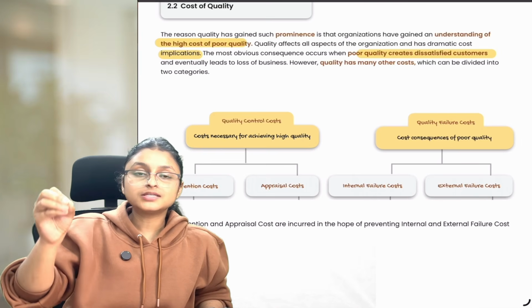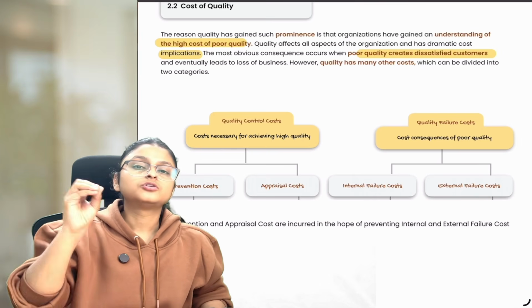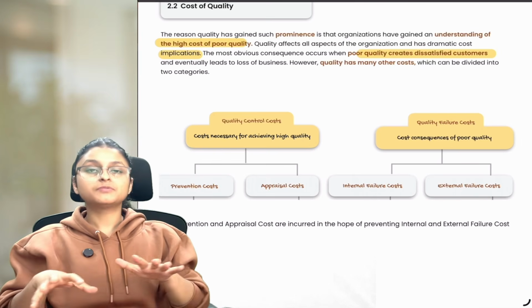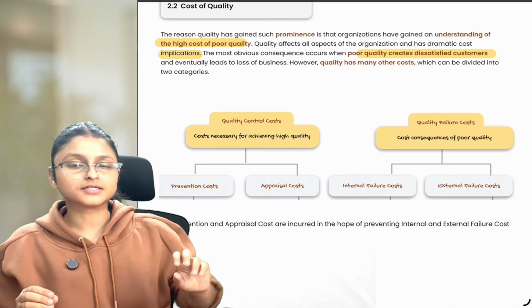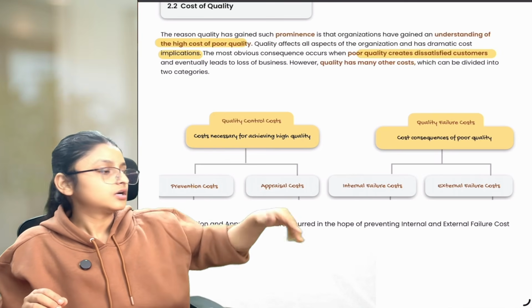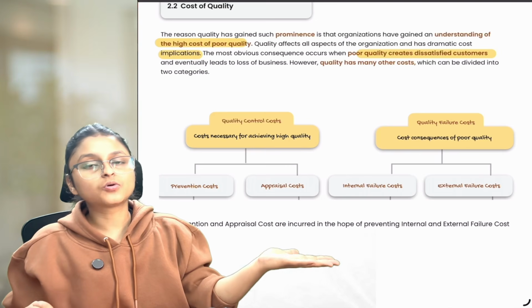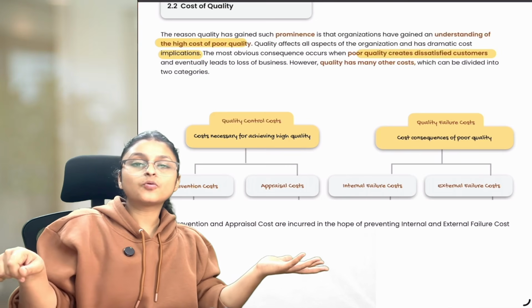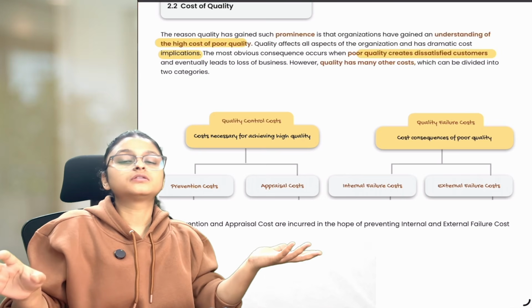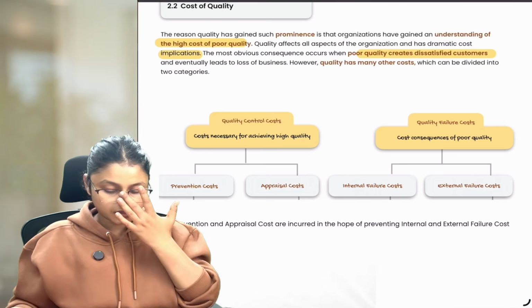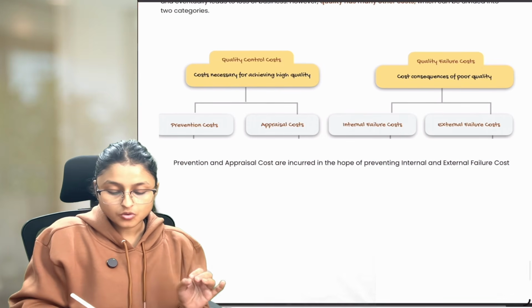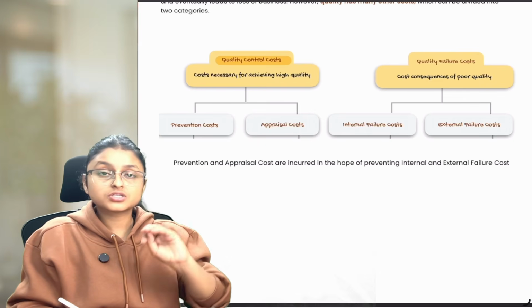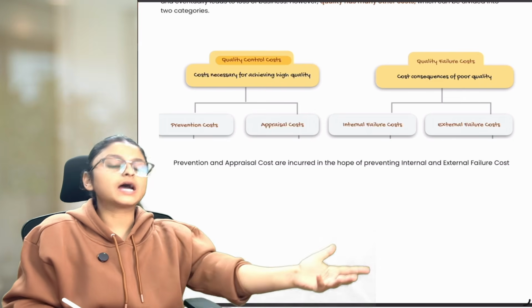There can be many other costs which are linked to quality, and that is why we bifurcated it into two categories. The first one is the cost incurred to achieve good quality, and the second one is, if there is any failure in quality, then what all costs we will have to incur, right? First, let's understand quality control cost, which is the cost incurred for achieving high quality.